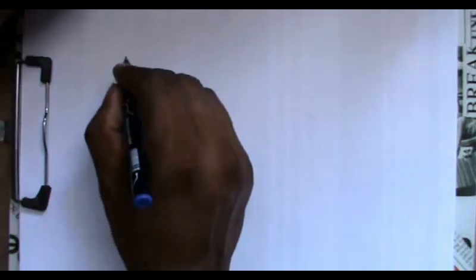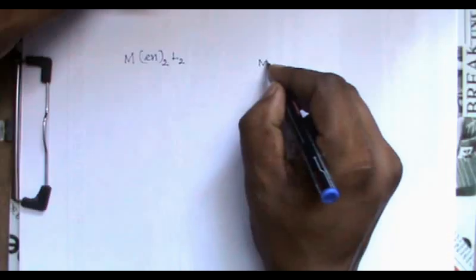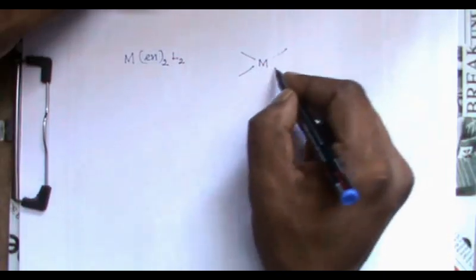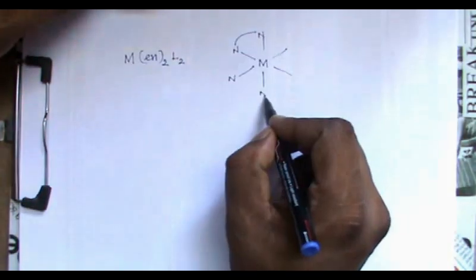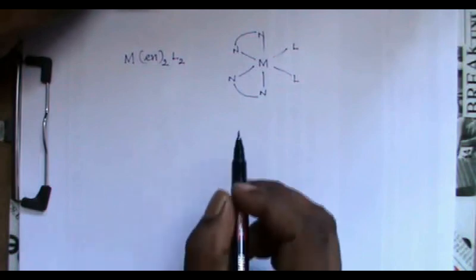Now let us consider a complex with only 2 ethylene diamine. So only 2 bidentate ligands are there. Say also we have 2 more ligands. Say this is the complex. In the previous case, we had 3 bidentate ligands, so it was very easy. But here we have only 2. In that case, how to assign the configuration?